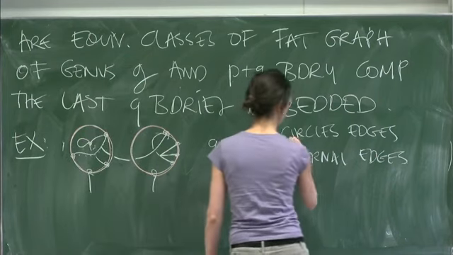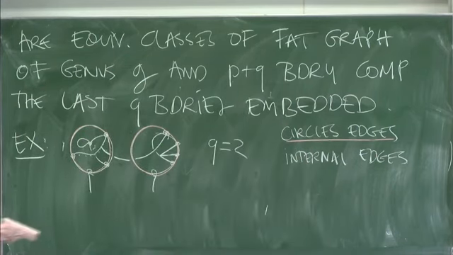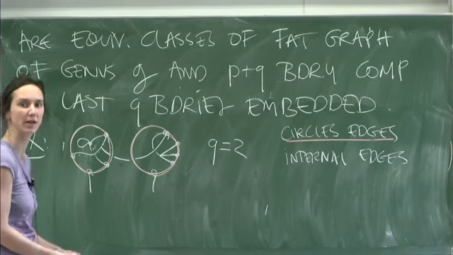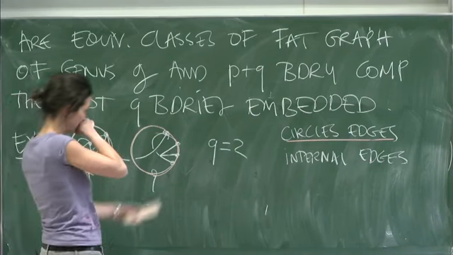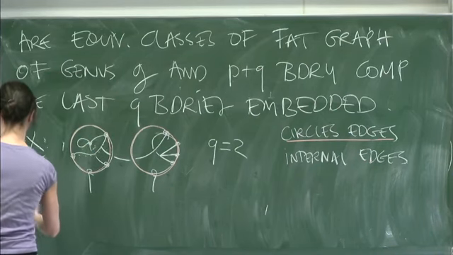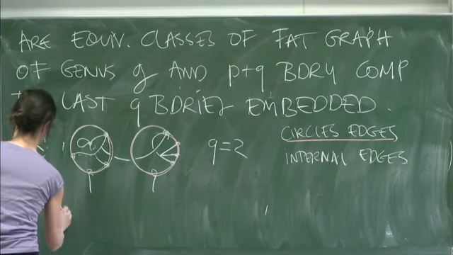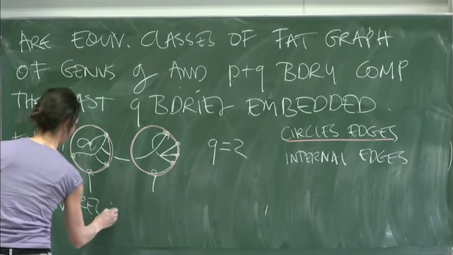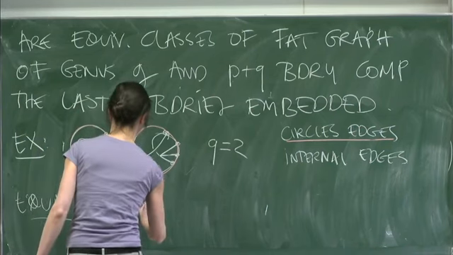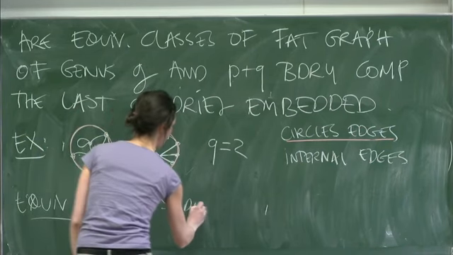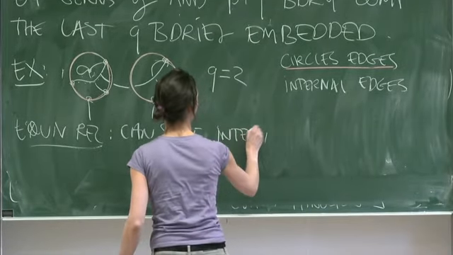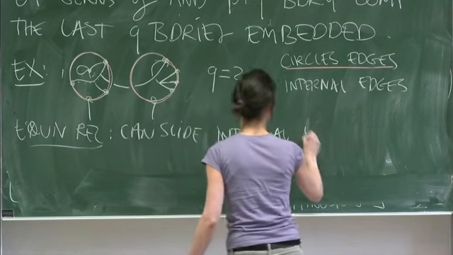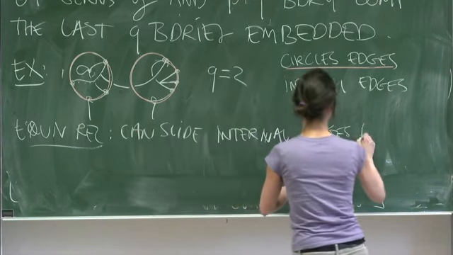And you should think of these as the ones containing the most information about the graph. The rest should be thought of as length 0 extra information. And the equivalence relation says you can slide internal edges along each other.